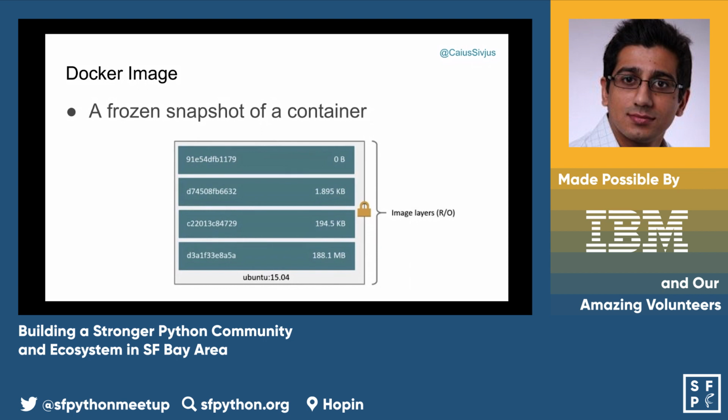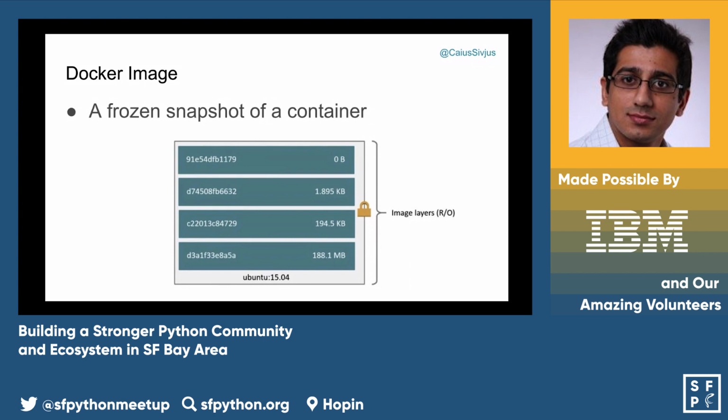So each image is a frozen snapshot of a container. When we have an image, it consists of a set of read-only layers that are stacked on top of each other. And each layer is the set of differences from the layer below it.